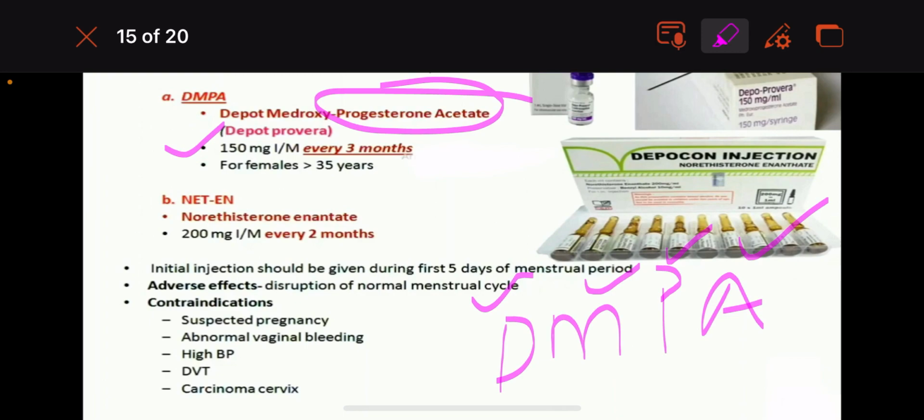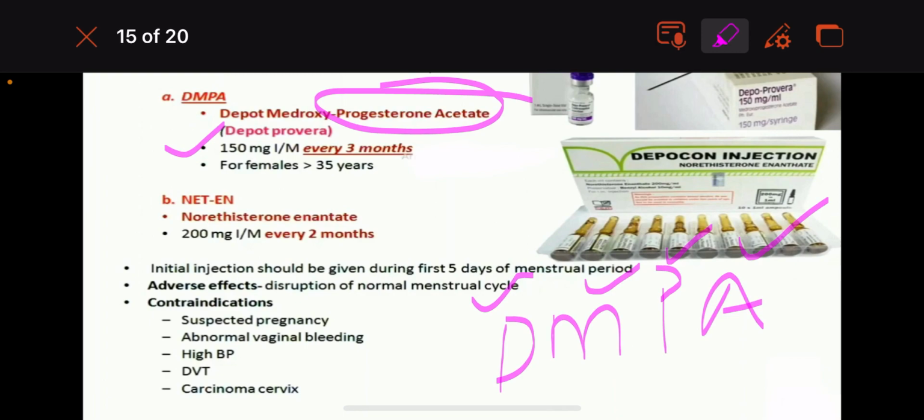Whereas in OCPs we saw that they can alter the constituents and the quantity of milk, and premature cessation of lactation could be seen. In cases of DMPA, the advantage is that it does not affect lactation. It is acceptable during the postpartum period to prevent pregnancies. It is also recommended for females above 35 years.